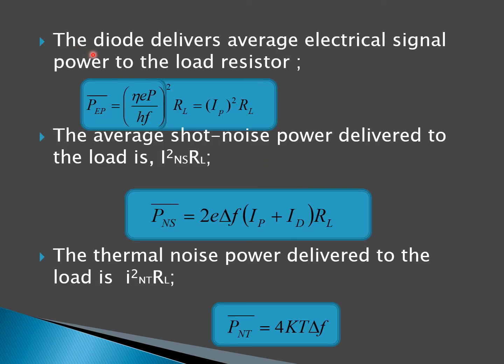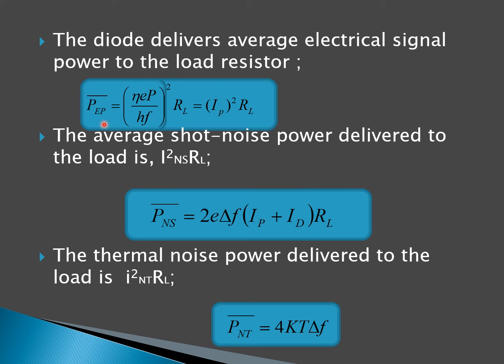Okay, so we know that the diode delivers average electrical signal power to the load resistor. The formula for power is P equals I squared R. So from P equals I squared R, we can rewrite it as I_P squared times R. And you know the formula for I_P, which includes the efficiency, eta, E, P over h f. So this is I_P squared times R_L. That is the average electrical signal power.